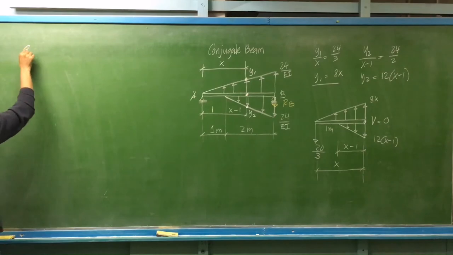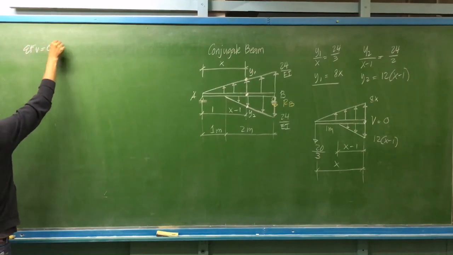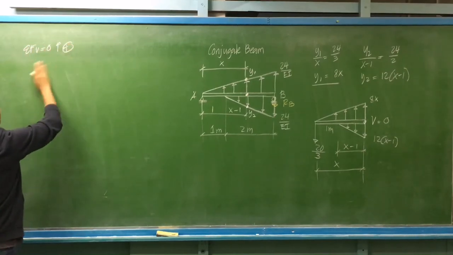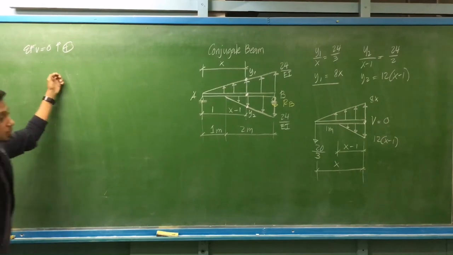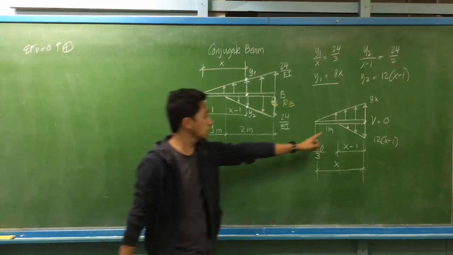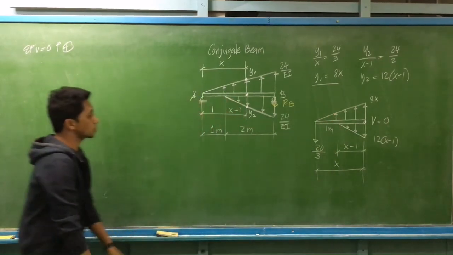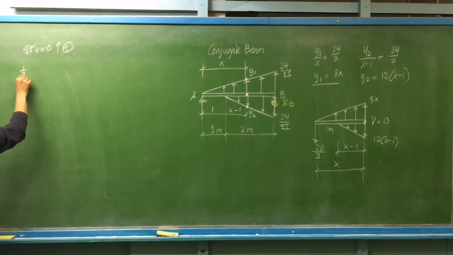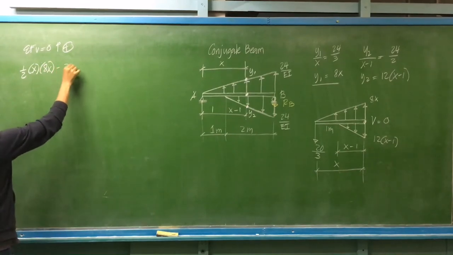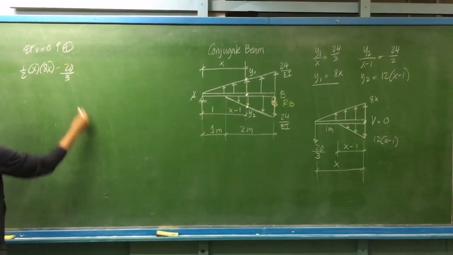Okay, so we do the summation of forces vertical equal to 0, upward forces to be positive. So what are the upward forces? That is, okay, this is the 8x. That is one half, the base is x, the height is 8x. Okay, then minus, downward, the reaction of A, that is 20 over 3.